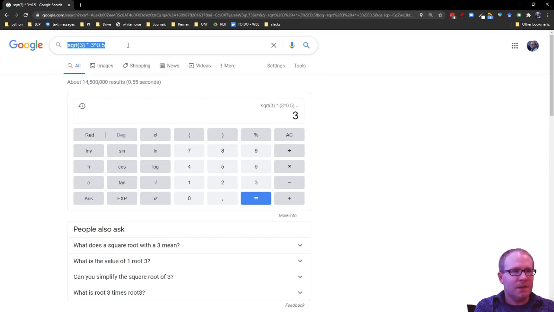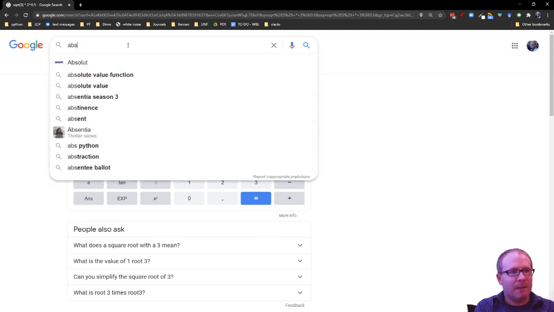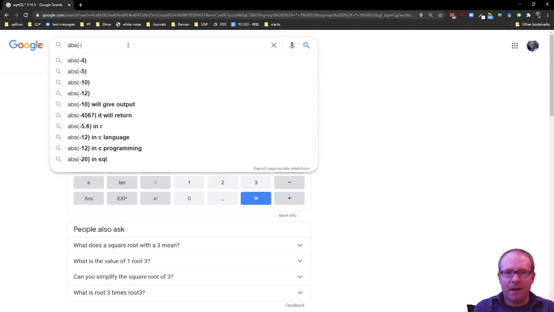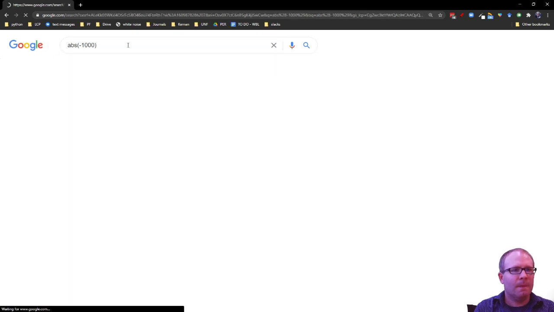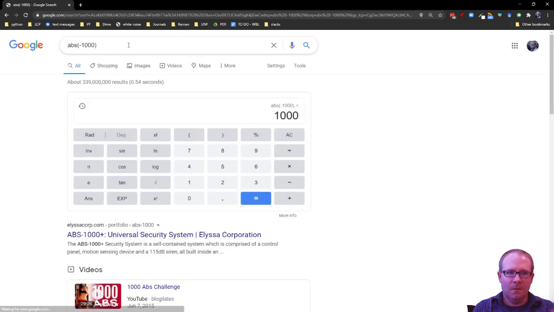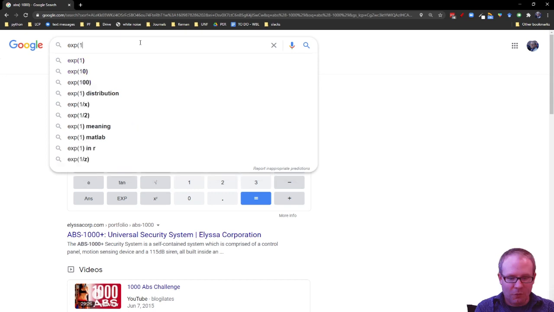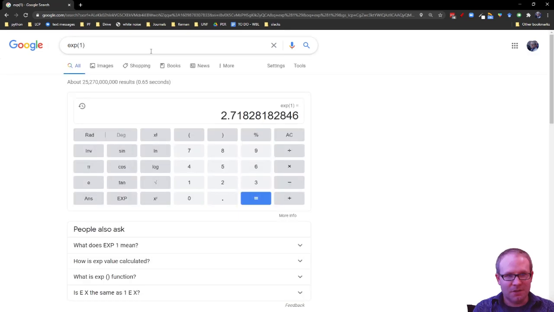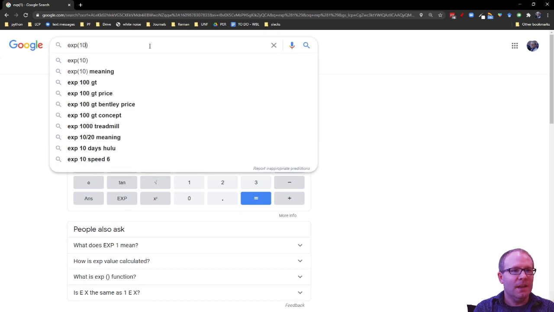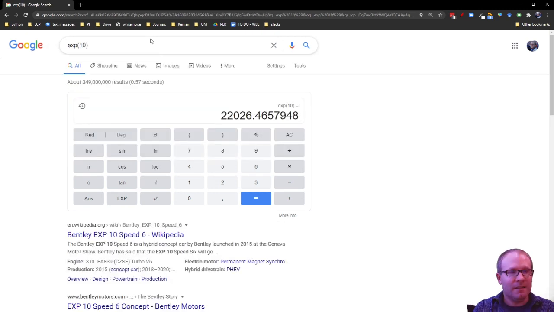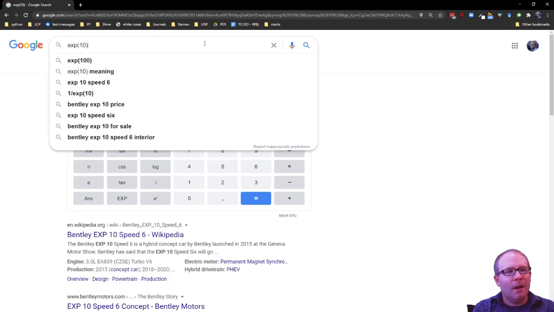Let's see, we talked about square root, you can also take absolute value, so I may take absolute value of -1000. That's going to give me 1000. I can do exponential of 1 to give me e, right? There's your Euler number e. I can do e to the 10th power to get e to the 10th power. Pretty cool. What else can we do?